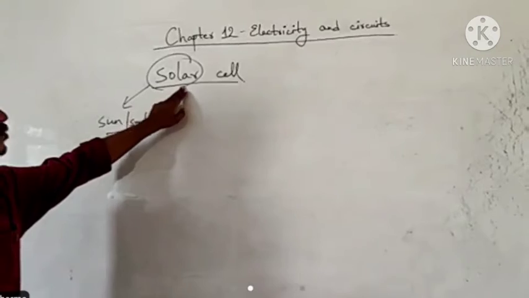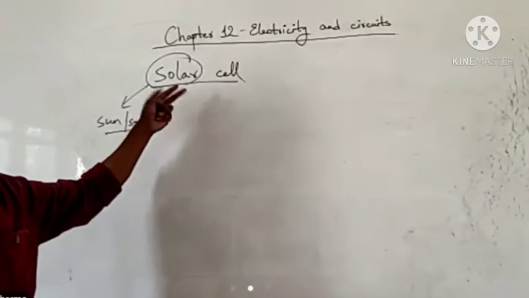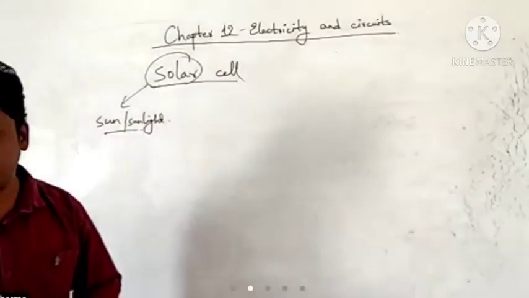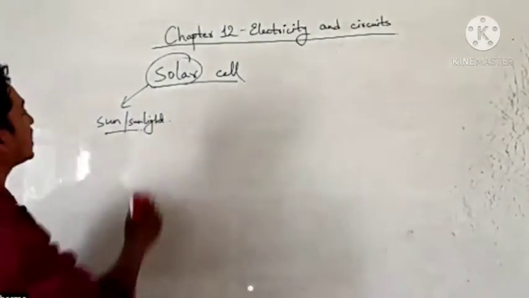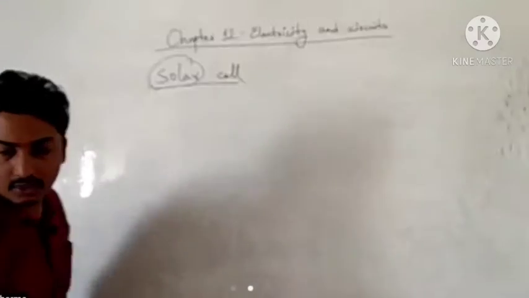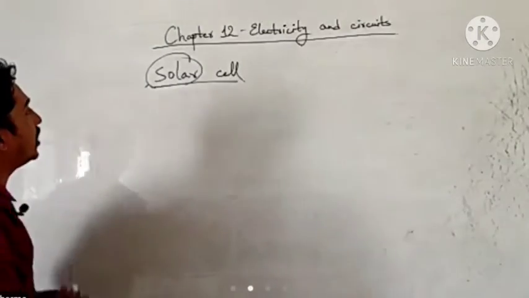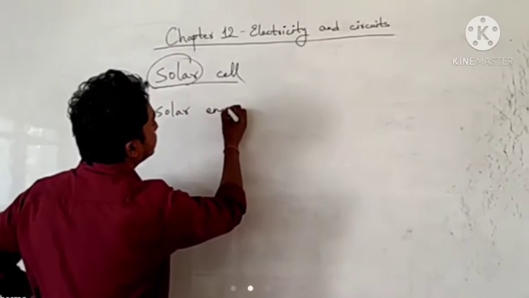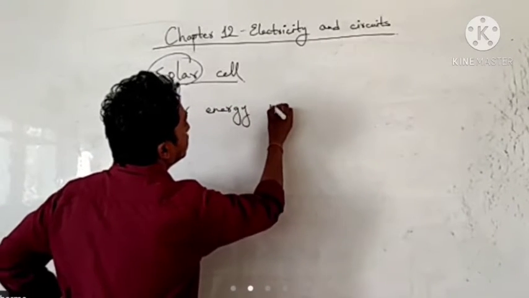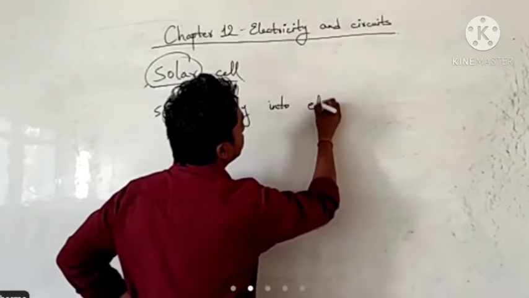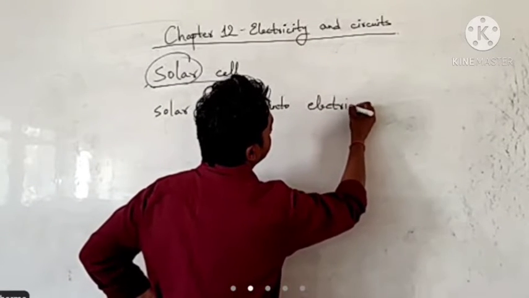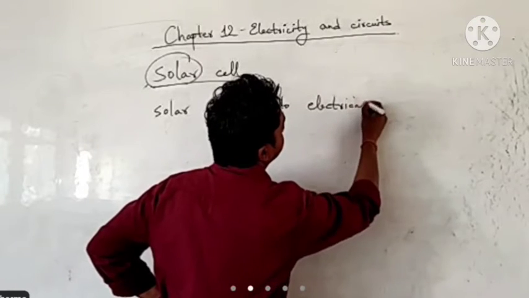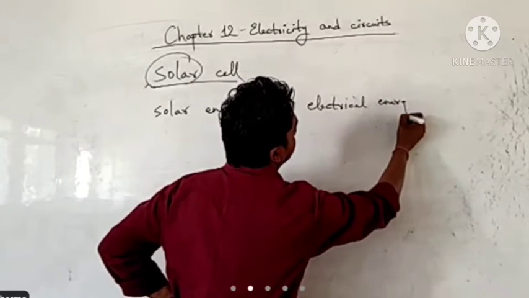So what do you mean by solar cell, and where do we use it? Actually, a solar cell is a device which directly converts solar energy into electrical energy. What do you mean by this?